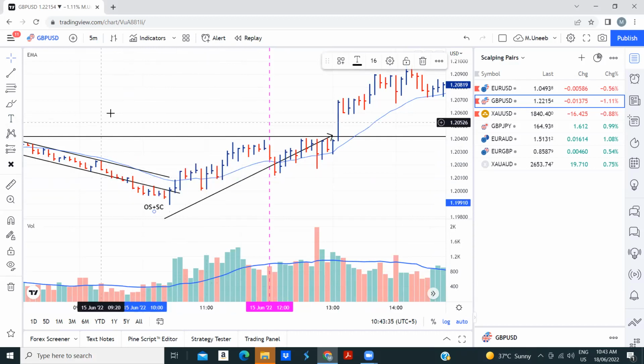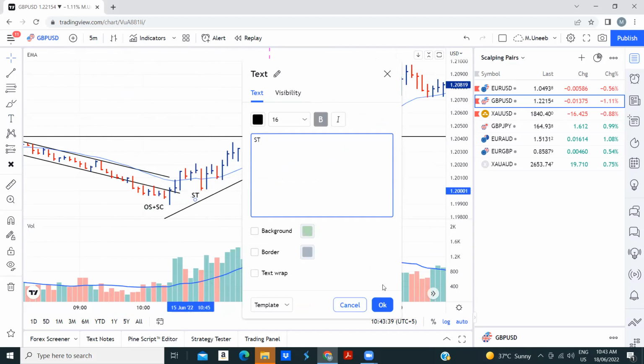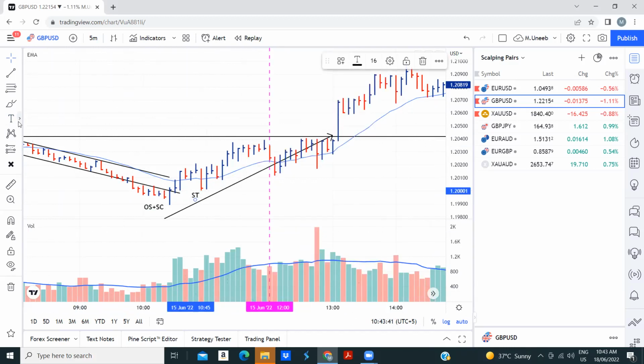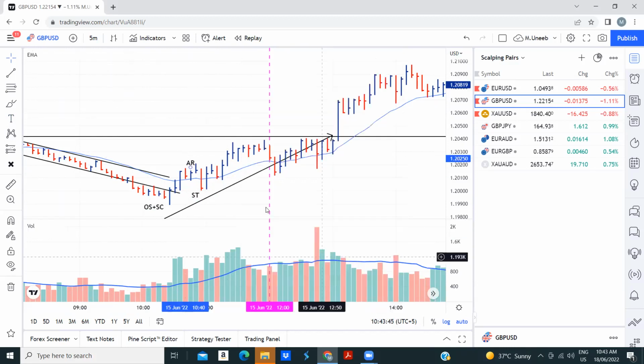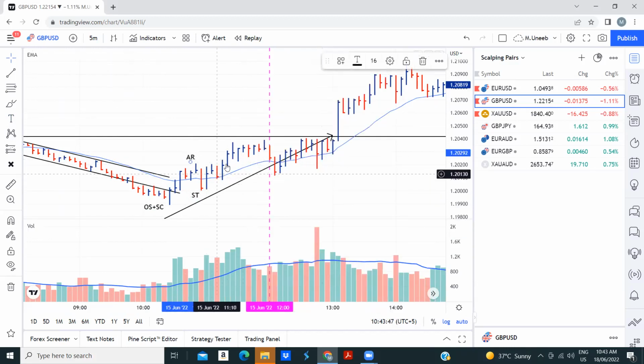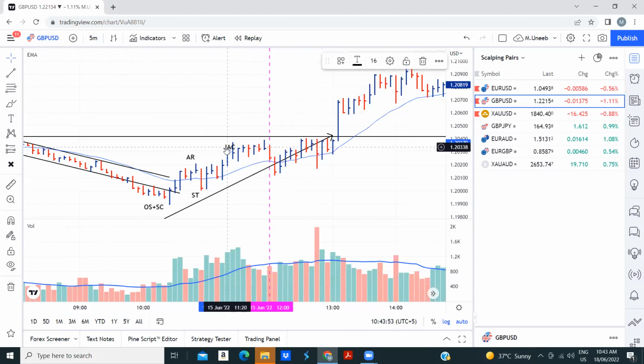And then a secondary test. This should be AR, right? Yep. And finally, this should be jump across the creek, JAC. So the JAC is observed just before London Open.